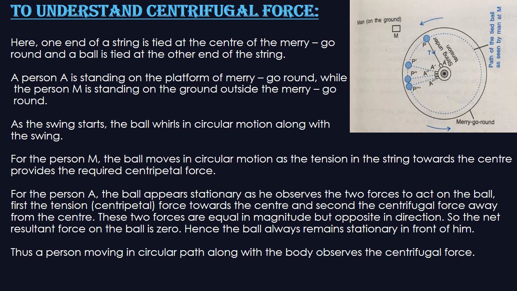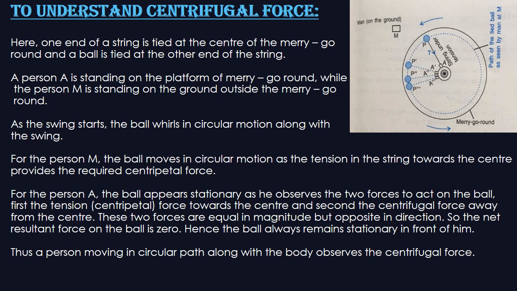So this happened due to the two forces, that is centripetal force, that is the tension force towards the center, and centrifugal force away from the center. And since we have discussed that centrifugal force is equal in magnitude to the centripetal force but opposite in direction, both of them acting on the same ball will cancel each other's effect, due to which the ball suffers the net force as 0, so it will remain stationary in front of the person A.